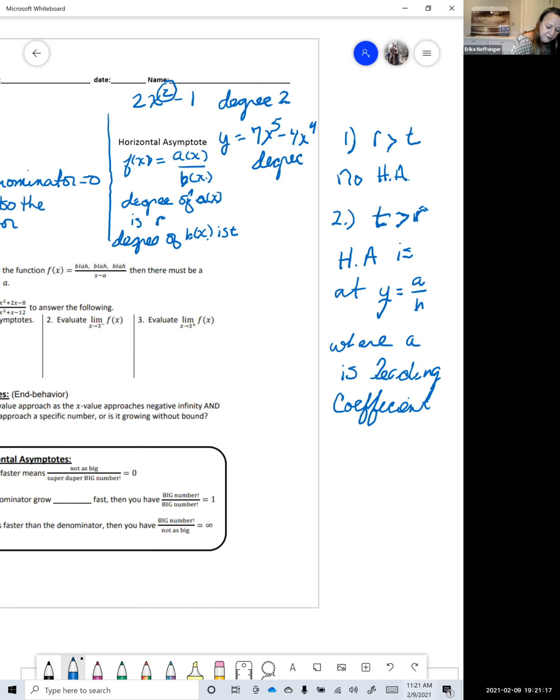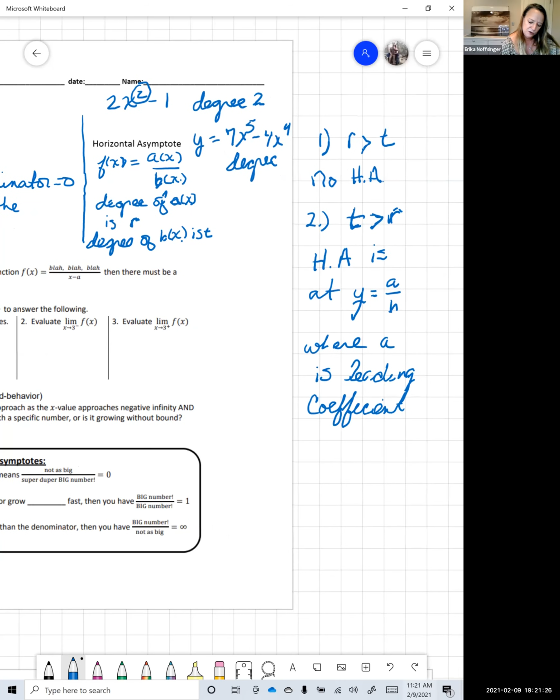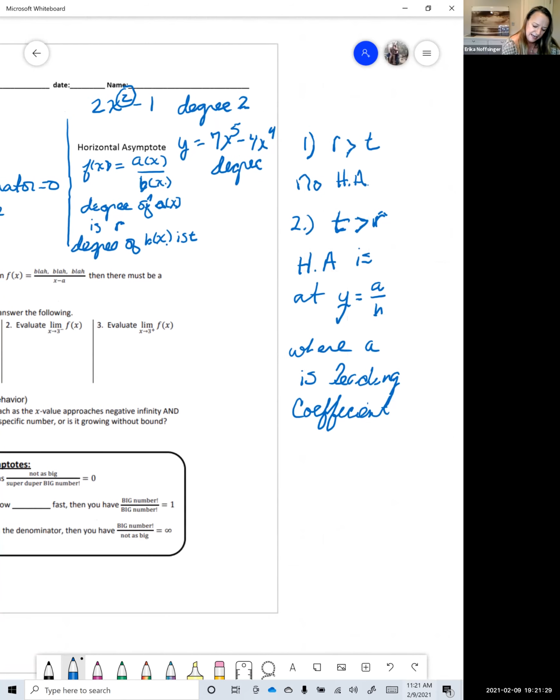So if we have a rational function like this, a horizontal asymptote could occur. There are three different possibilities, and it all depends on the degree of the numerator and denominator. If they're the same, then it's going to be y equals the leading coefficient of the top divided by the leading coefficient of the bottom, where b is the leading coefficient of the denominator. Recall, leading coefficients are the numbers in front of the variable with the highest exponent.